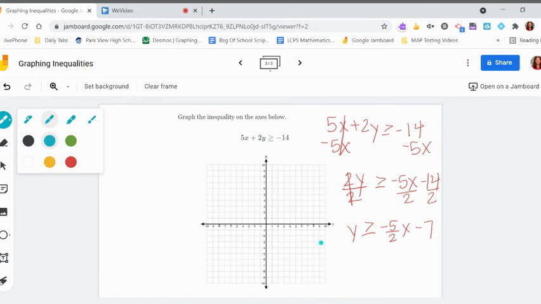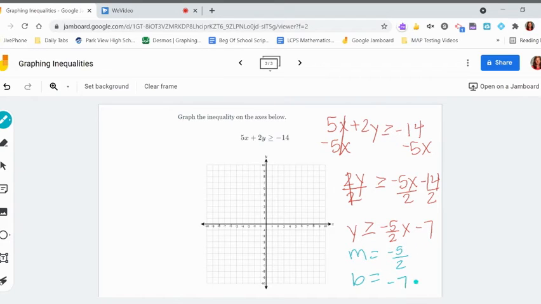Now we'll do the same thing. I'm going to identify my m and my b. m is negative 5 over 2, and b is negative 7. I'm going to start with my negative 7, which is down here on my y-axis, and I'm going to travel negative 5 over 2. That means I'm going to go down 5 and to the right 2. Now from negative 7, I can't really go down 5. I can go down 1, 2, 3, but I run out of space.